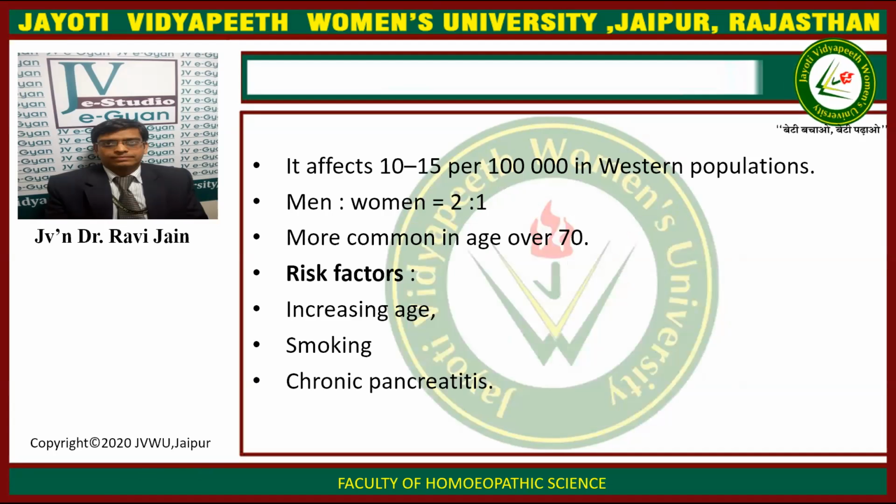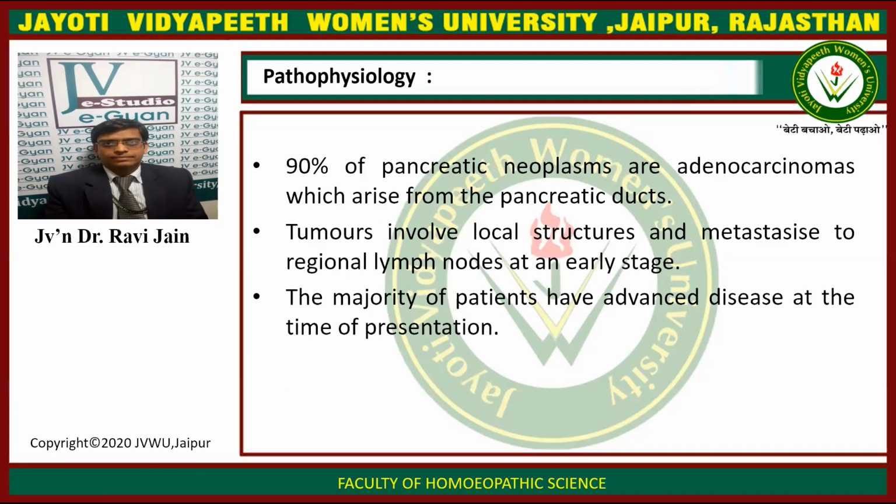It affects 10 to 15 per 1 lakh of the Western population. The male to female ratio is 2:1. It is more common over the age of 70 years. So, pancreatic carcinoma is more common in men and over the age of 70. The risk factors include increasing age, smoking, and chronic pancreatitis. So, if a patient has chronic pancreatitis, the chance of getting pancreatic carcinoma increases.